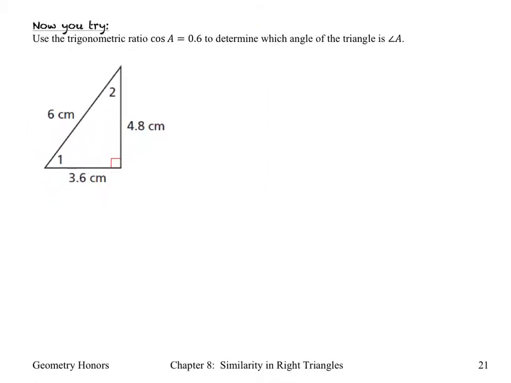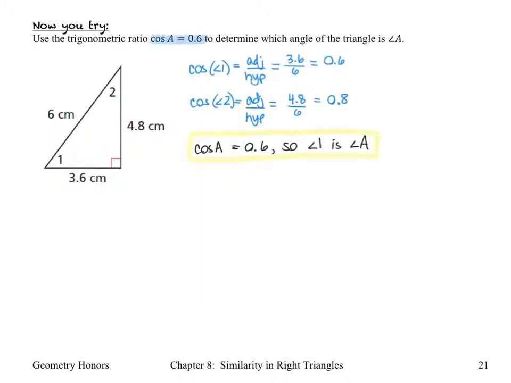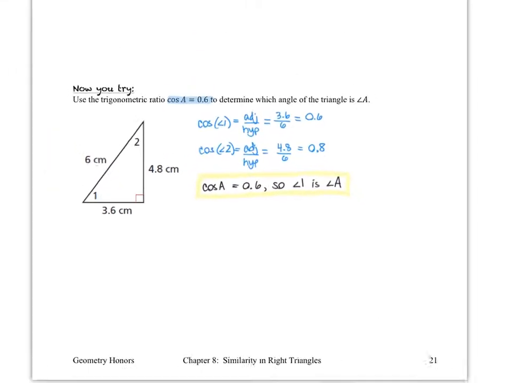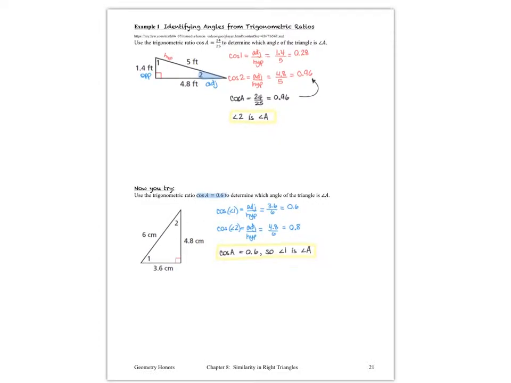on this one, turn the video back on when you're ready to check your answer, and figure out which one of the angles, 1 or 2, is angle A. See you back in a minute. After looking at the ratios of the adjacent over the hypotenuses, I'm sure you were able to determine that angle 1 was angle A on the now you try question.